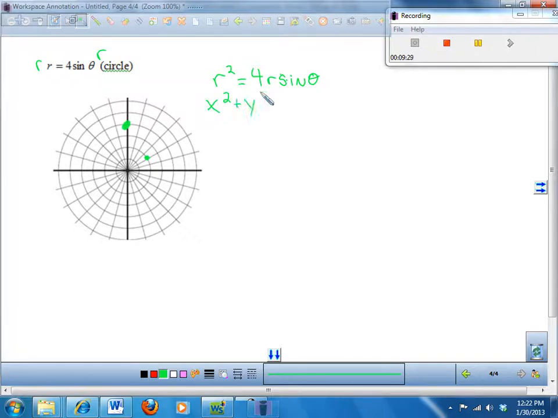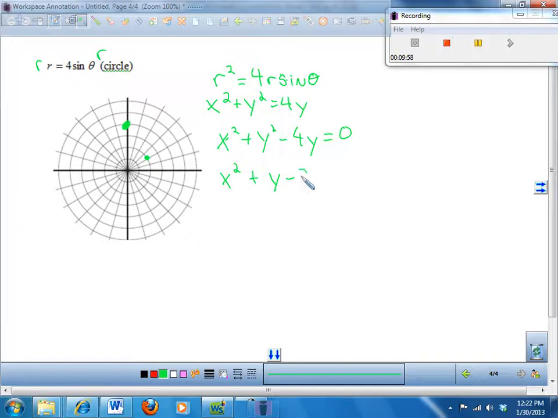And what we did yesterday, we wrote r squared as x squared plus y squared equals 4 times r sine theta is y, and then I have to bring everything on one side and complete the square. So the way I do that is by going x squared plus y squared minus 4y equals 0. And then I don't have to complete the square on the x part, but I have to complete the square on the y part.